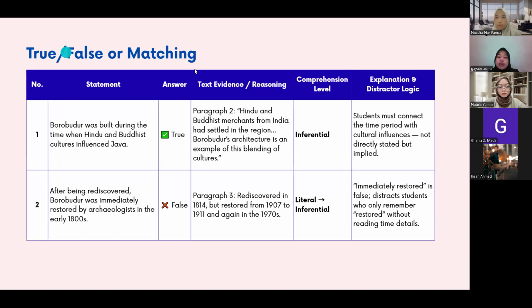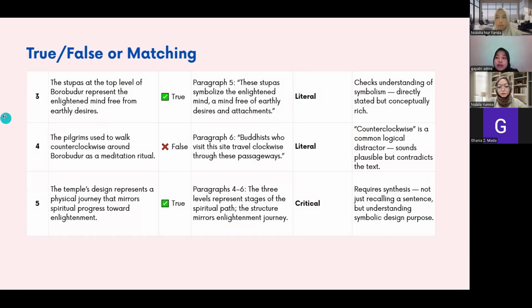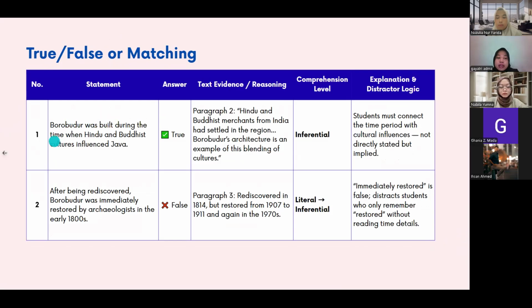Okay, so we will move on to another type of question that we can use to assess reading skill. We can use a true or false question form. And I have made five questions. Like the first one, Borobudur was built during the time when Hindu and Buddhist culture influenced Java, and the answer is true.